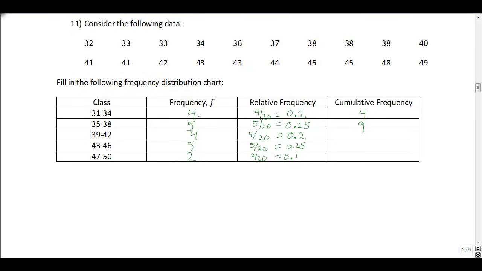Now, there's a couple ways to get this. Probably the more inefficient one is 4 plus 5 is 9, plus 4 is 13. Alternatively, you could have said, well, we had 9 above here, and then we just added 4 more. So 9 plus the 4 gives you the 13. Next category, I'm going to do the same thing. I had 13 from these 3, plus 5 more is 18. And then 18 plus 2 gives me 20 in that class. Note, 20 is the total number of elements in our data set. It's a nice check that that works out.